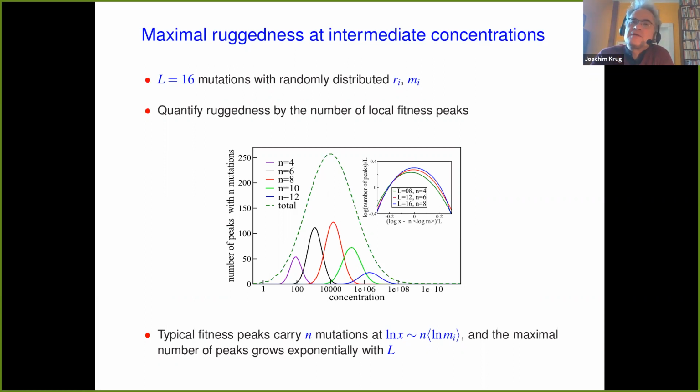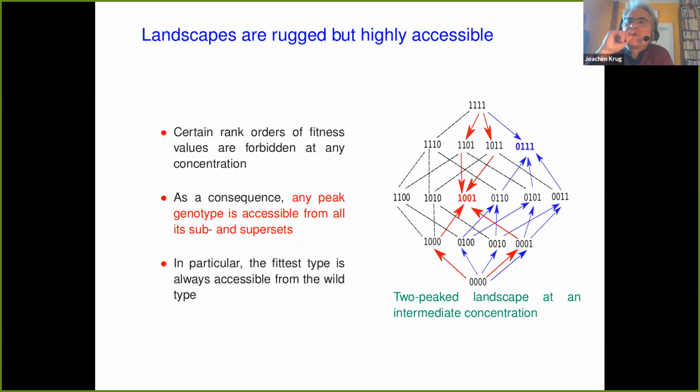However, and this is the final and key point, these landscapes are nevertheless highly accessible. So this is different from the landscape of, for example, Dan Weinreich that I showed you in the beginning. There's a theorem that one can prove, which is based on the observation that, by the way this model is constructed, certain rank orders of fitness landscapes cannot occur. And if you make use of this, then you can show that any peak genotype, that is any genotype that is a local maximum, is accessible from all its sub and supersets. So what does this mean?